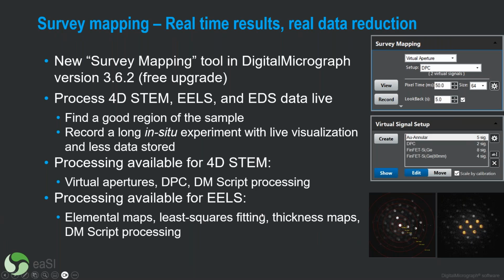The processing techniques that are currently available for 4D STEM in the survey mapping tool are virtual apertures, DPC, and then DM scripted processing that I'll demonstrate in a few minutes. Processing available for EELS includes elemental maps, least squares fitting, and thickness maps, and of course also DM scripted processing.